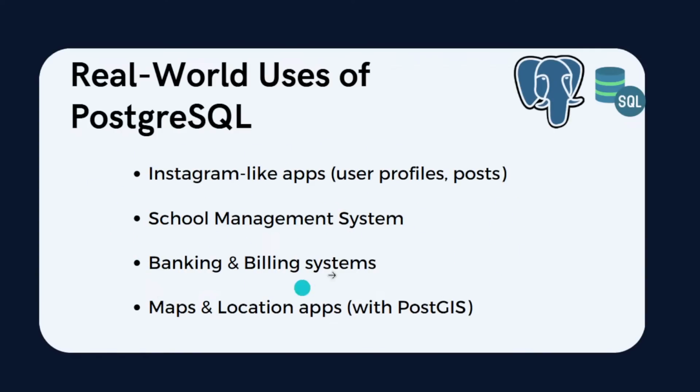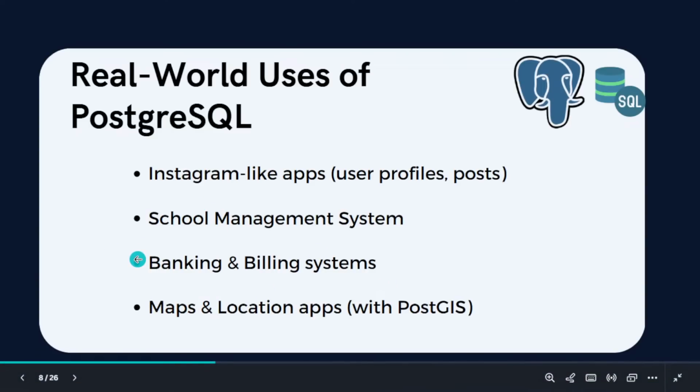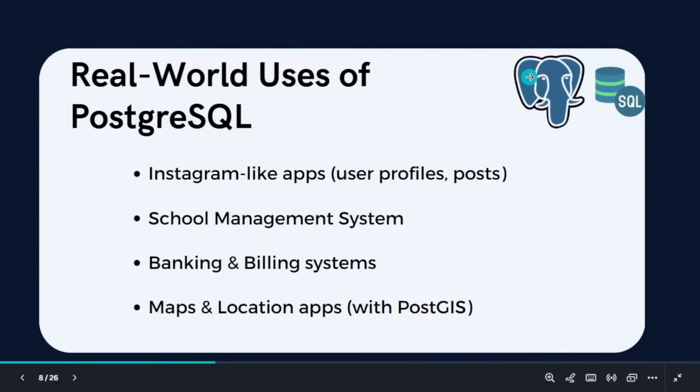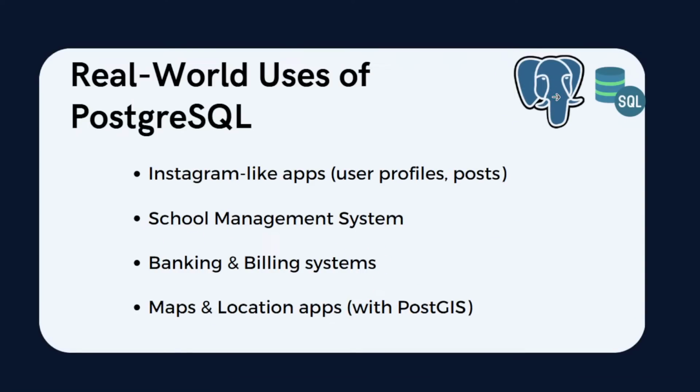And banking and billing systems. In the banking system we need to manage account details and payment related data. PostgreSQL is a very secure database, so we choose PostgreSQL. That's why banking and billing systems also choose PostgreSQL, considered a good database, because compared to other databases, PostgreSQL is very secure. That's why I teach PostgreSQL now.